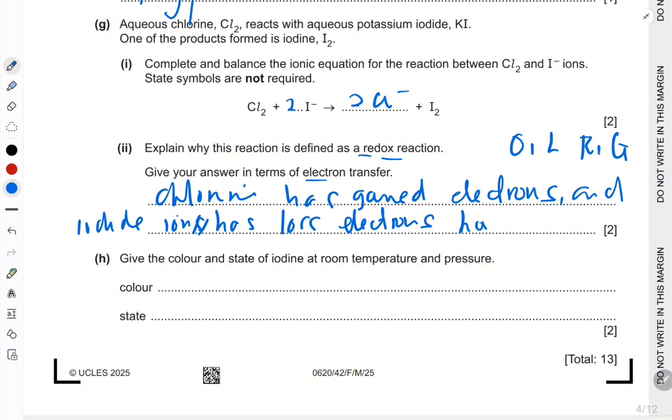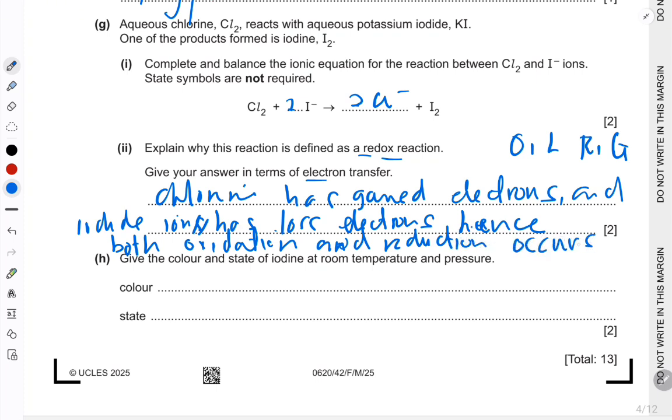Hence both oxidation and reduction occurs. Okay, so it's a redox.